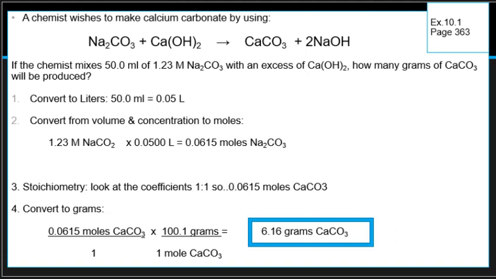And then we just have to convert to grams. So I'm going to take what I know, put it over 1, and convert to grams. Where did I get that 100.1? Please, somebody tell me, where did I get that? Periodic table. That came from the periodic table. CaCO3, add them all together, 100.1. Okay? So we need our chart for this, but we didn't need it for that first part right there. So therefore, I need 6.16 grams of CaCO3.